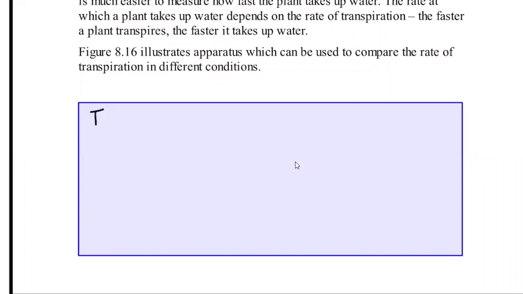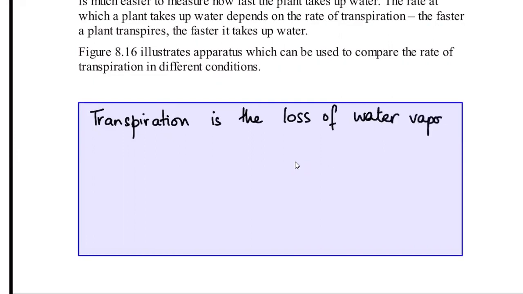So transpiration is the loss of water vapor, and I'll be underlining the keywords as well, by means of diffusion.